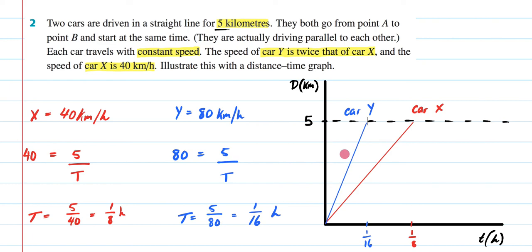Hopefully you can see it's pretty straightforward once you know that speed equals distance over time, and you know that if we are traveling at a constant speed, it is represented with a linear function. Hopefully this has all been helpful to you in answering question 2.